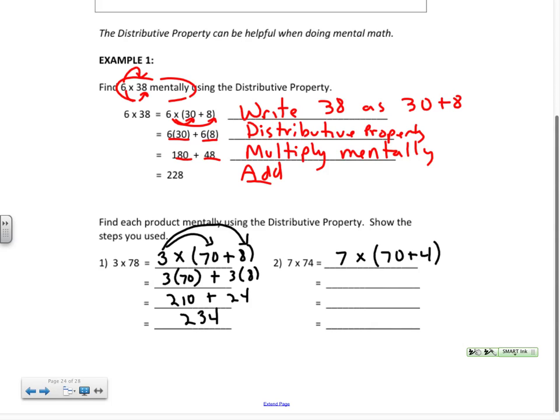I'm going to multiply each addend by the outside number. So 7 times 70. Then I'm going to add 7 times 4. Now I can multiply mentally. 7 times 70 is 490, plus 7 times 4 is 28. And if I put these together in my head, I will get 518.